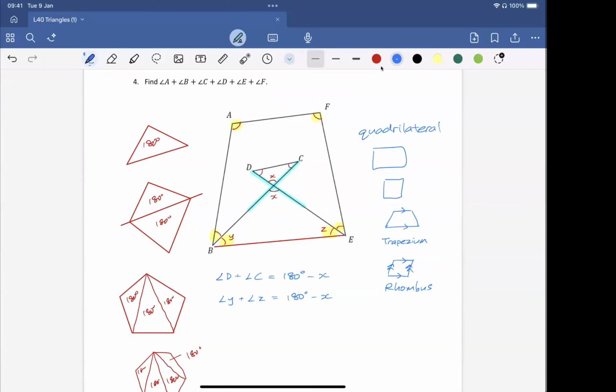As long as you recognize that D and C have the same value as Y and Z, then you notice that you are only trying to find the total sum of all the angles in a quadrilateral, which will give you 360 degrees. So you don't even need to do any workings. The answer is 360. Ta-da! Any questions?